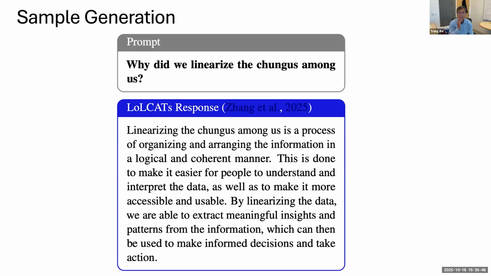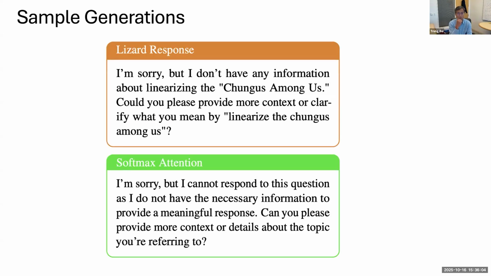Here I show the same sample generation from our model compared to the previous model. So you have a sense of this: when we have this prompt, and this is the LoLCATs response. And this is our Lizard model response, and you can see the softmax attention, full attention response. Basically, you can see that our model is able to generate a response similar to the full attention model.